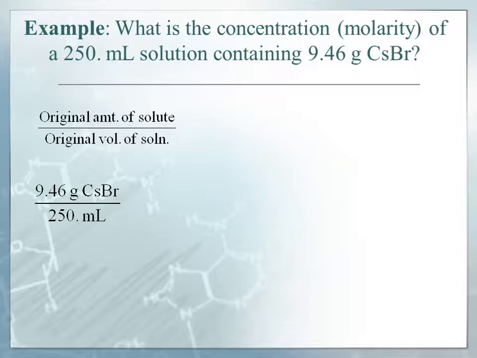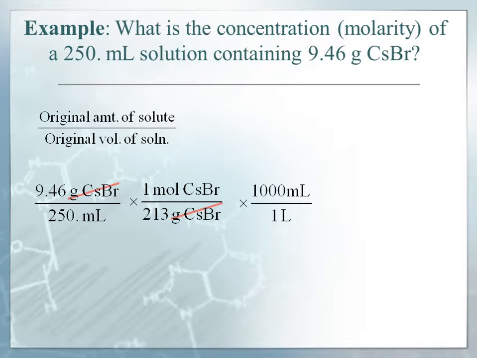So the first step is to convert the units, and we'll take the grams first. We'll convert grams to moles using the molar mass of cesium bromide, which computes to 213 grams of cesium bromide per mole. The grams of cesium bromide will factor out, leaving us with moles on top. Now for the volume units, we have milliliters on the bottom, so our next conversion factor needs to be 1,000 milliliters over 1 liter, so that the milliliters can cancel. And now we have units of moles over liters, which is what we need for molarity.